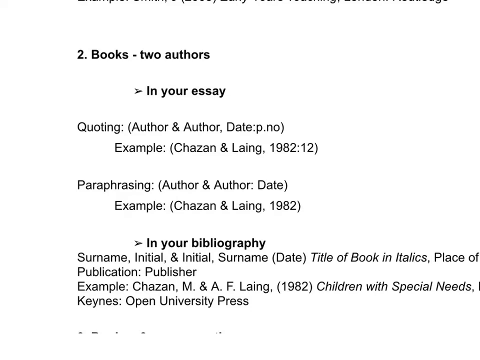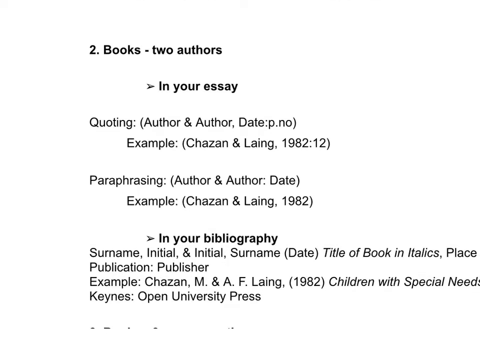Now this next section is merely building on the previous section. We're still talking about citing books, but sometimes books are written by more than one author, and so the rules change slightly. If you do have a book that's been written by two authors, then you'd cite them like this. Chazan and Lang, comma, that's the year that it was published, and if it's a direct quotation, remember, you need to include the page number. If you're merely paraphrasing, you would just say Chazan and Lang, 1982.